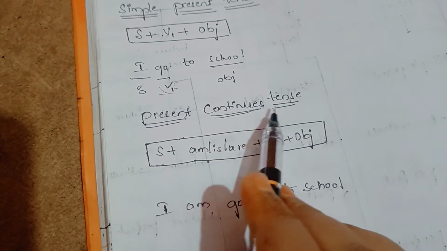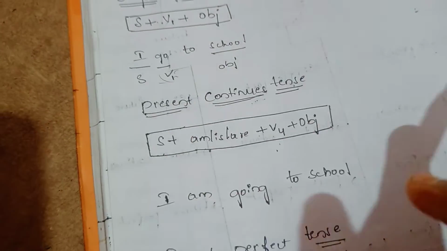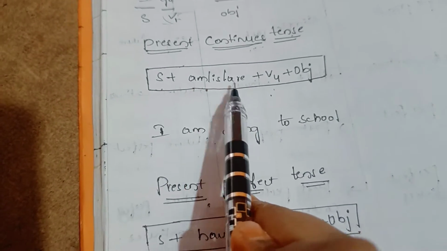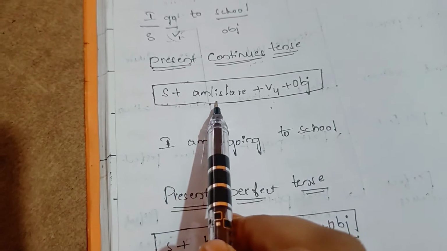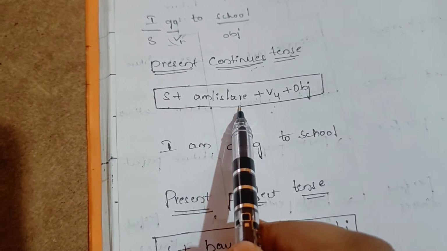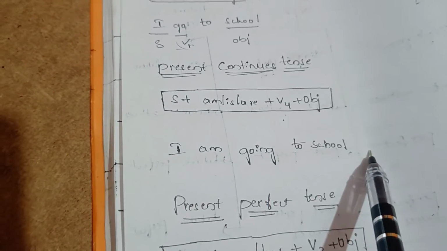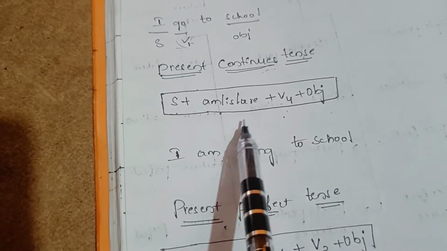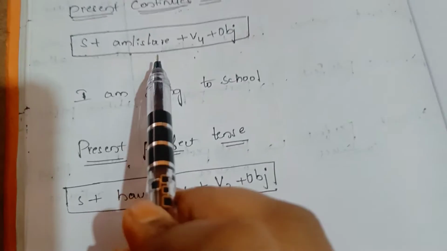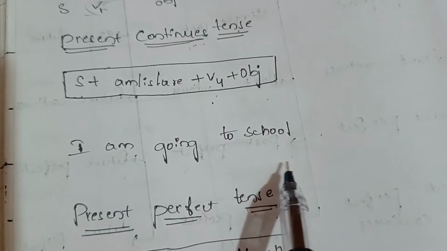Present continuous tense. We need to remember that whenever it is continuous, it should carry the V4 form. As it is present, we use am, is, or are. Am is used for I, is is used for singular subjects, and are is used for plural subjects. Here, I am going to school. Now let's use is. He is going to school. She is writing a letter. And now let's use are. They are going to school. They are writing the lecture.